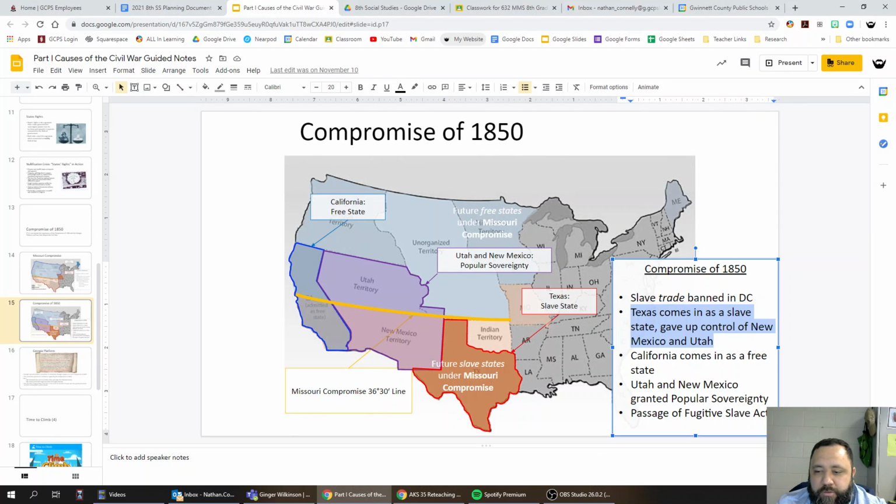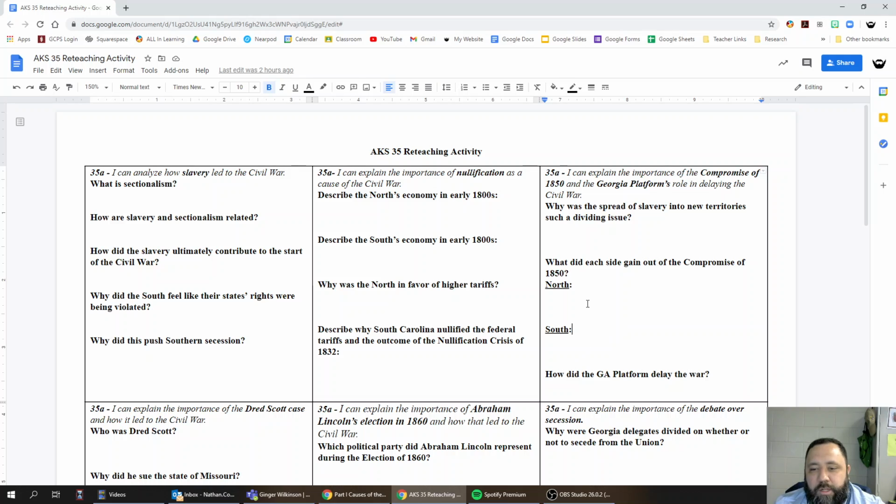And they're going to get the passage of a stronger Fugitive Slave Act. Now, the other element you need to remember from the Compromise of 1850 is that Texas, when they came in, gave up control of New Mexico and Utah, and then those two territories were granted popular sovereignty, the ability to choose for themselves whether or not they became free states or slave states once they were admitted into the Union. So that doesn't fit neatly in either one of these boxes, but it is an element of the Compromise of 1850 you need to know for the test.